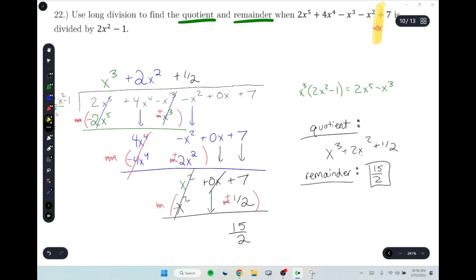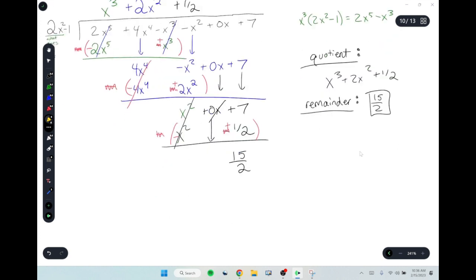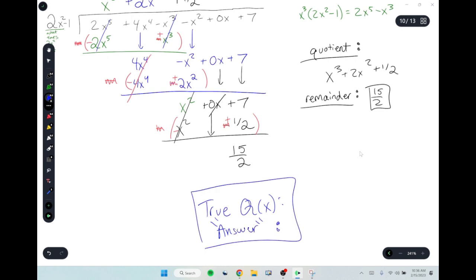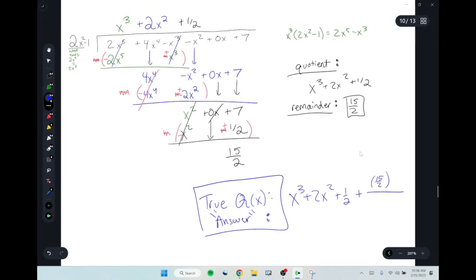If we were going to mash those chunks together to find the true quotient, the true Q of X, or if you want to call it the technical answer or solution that the question always asks for, the usual thing is what you're talking about, which would be x cubed plus 2x squared plus 1/2 plus what? 15 over 2 over 2x squared minus 1. But that's not what they asked for, which is why I was being careful.